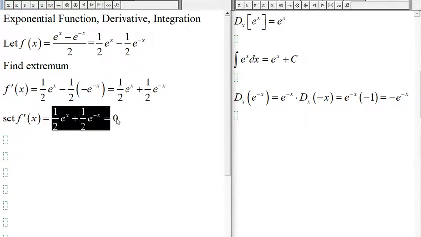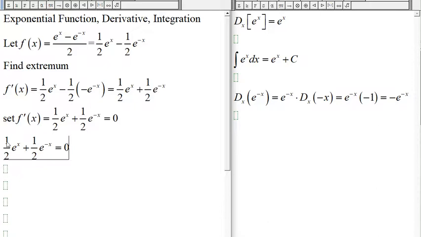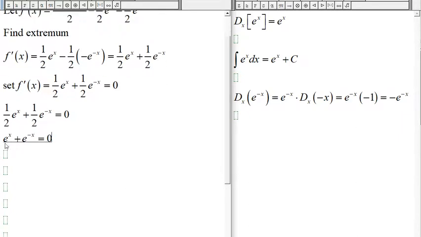So we have this equation right here. Multiply everything by 2, and we get e to the x plus e to the negative x is equal to 0. But e to the x is always going to be positive, and e to the negative x is always going to be positive. And therefore, e to the x plus e to the negative x will never be equal to 0, because this expression right here will always be greater than 0.